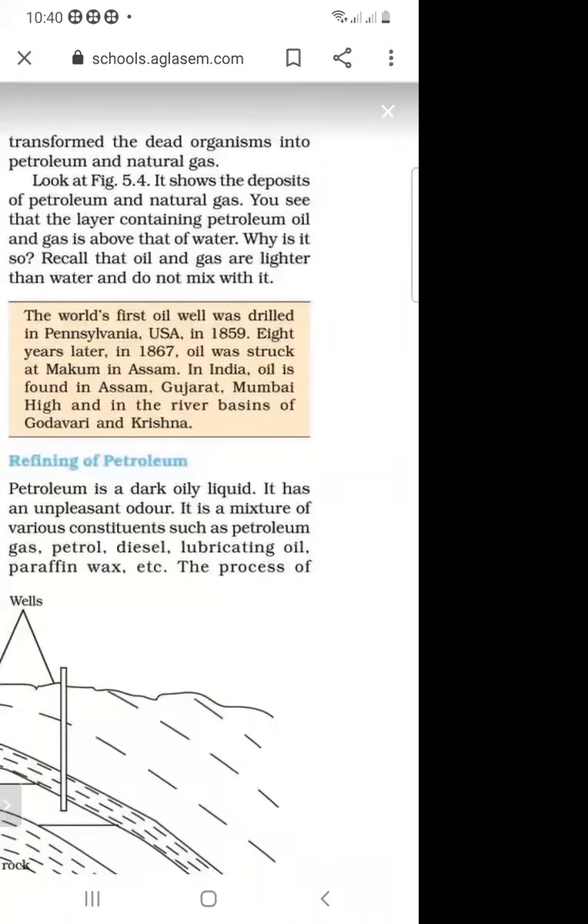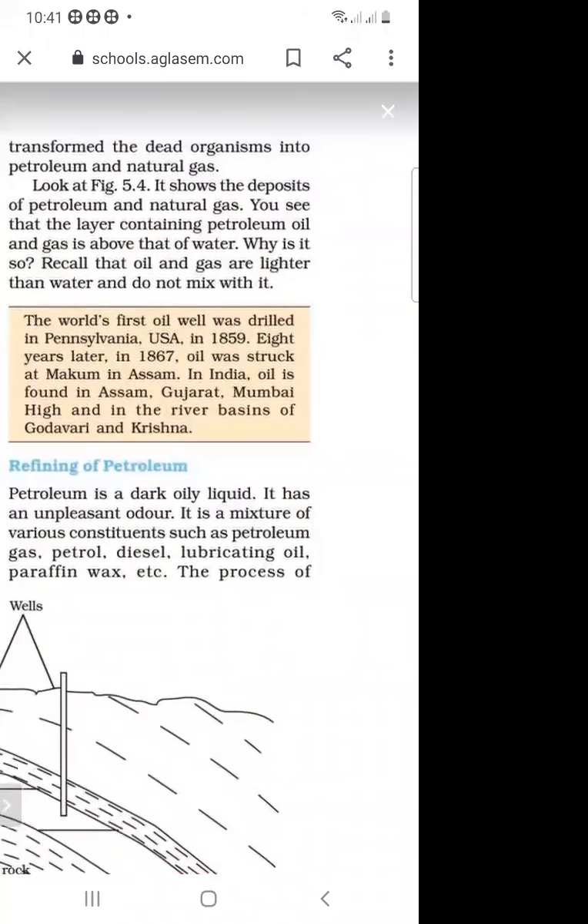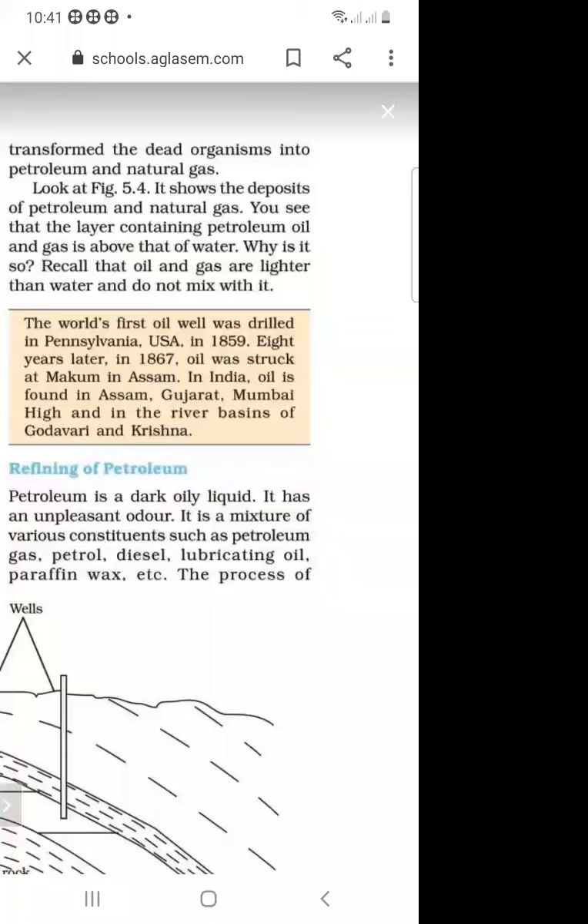So again, I'm repeating how petroleum and natural gas are formed. There are so many organisms living in the sea. When these living organisms died, their bodies settled down at the bottom, and under high temperature and high pressure, these changed into petroleum and natural gas.